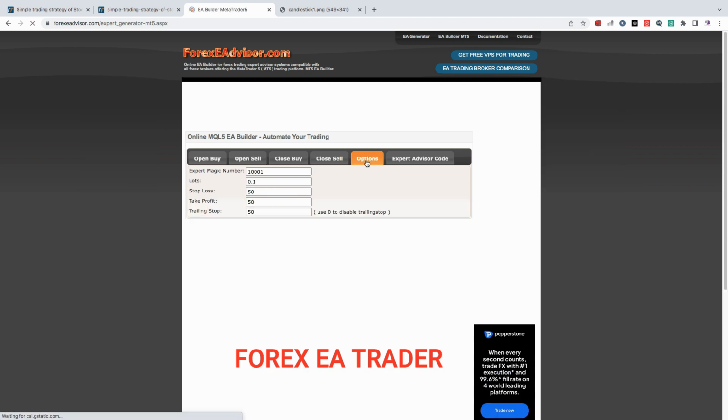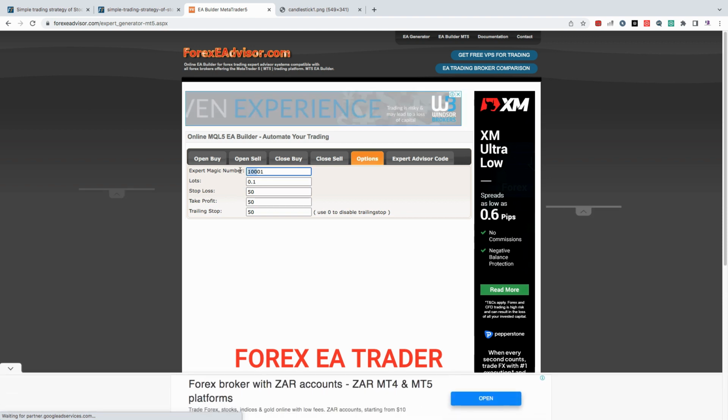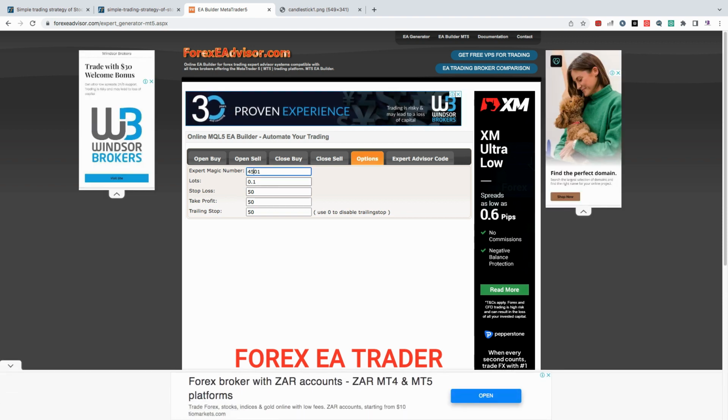Okay, then we can have some options there. Here you can put your magic number for your robot. It can be any random number. The magic number is used by the robot to understand that it placed these particular trades, which differentiates those trades from any other trades placed by another robot or that you would have placed manually. So it can only manage the trades that it placed. You can put in any random number there, it doesn't matter.